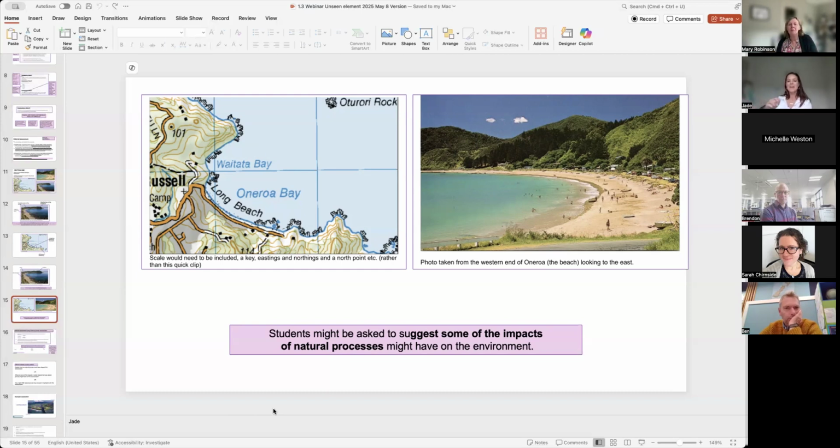Or they may be asked to suggest some of the impacts or implications that the natural processes might have on the environment. So in this instance, if we had increased erosion at the top of the beach, it might affect the road that runs along the top of the beach there. Or if you had some type of climatic event going on up in those hills, you might get some erosion, you might have limited access onto that road. So thinking about the people as well as the wider environment.